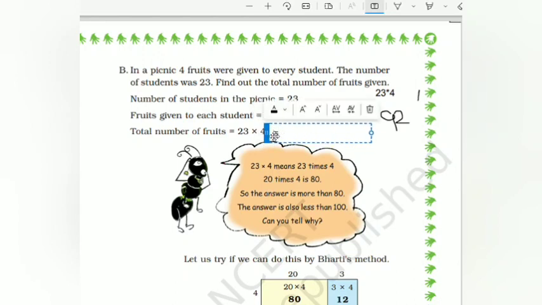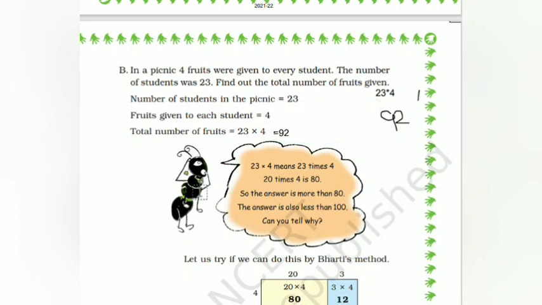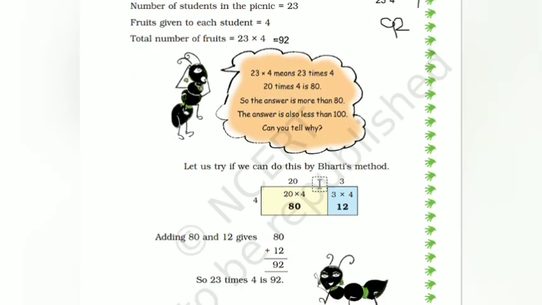Okay, 23 into 4 means 23 times 4. That is 20 times 4, how much? 80. So the answer is more than 80.